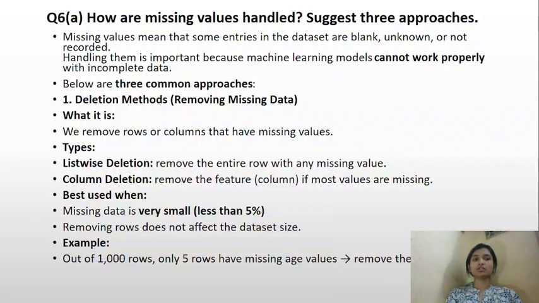First is the deletion method. We remove rows or columns that have missing values. Types are listwise deletion and column deletion. In listwise deletion, we remove the entire row with any missing values, but in column deletion, we remove the feature if most values are missing. It is best used when missing data is very small, less than 5%. Removing rows does not affect the data size. Example, out of 1000 rows, only 5 rows have missing age values. Then we can remove them.